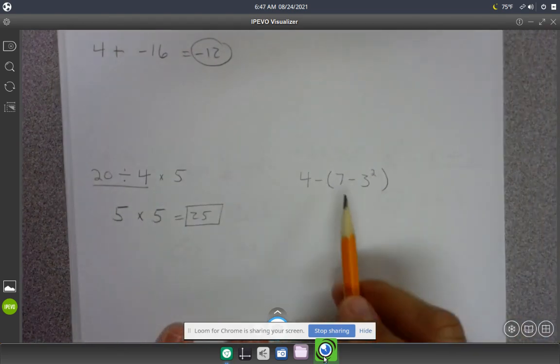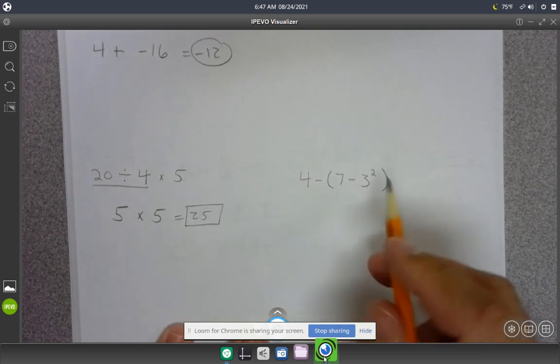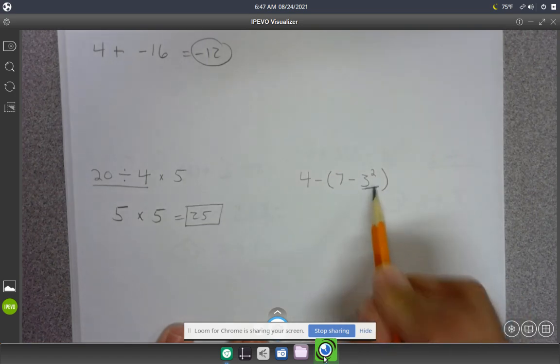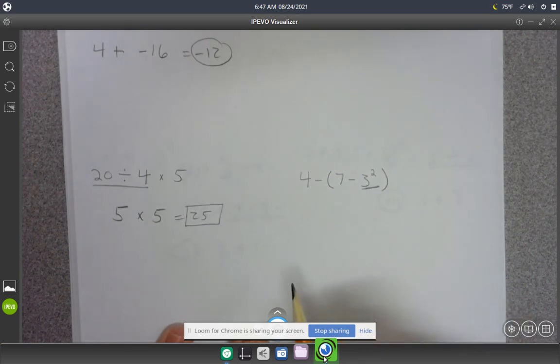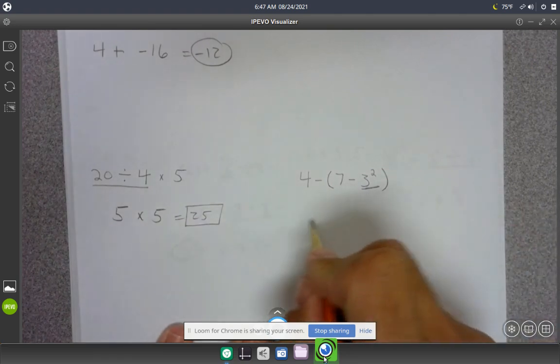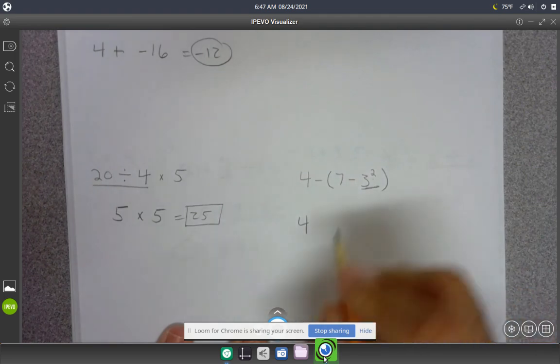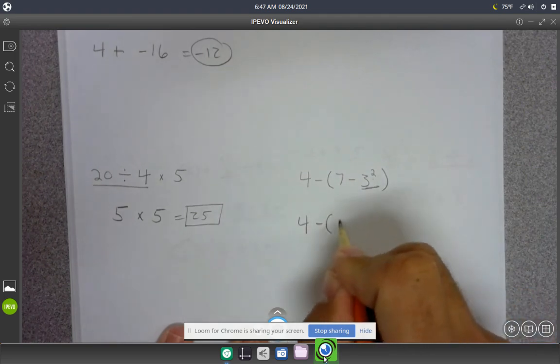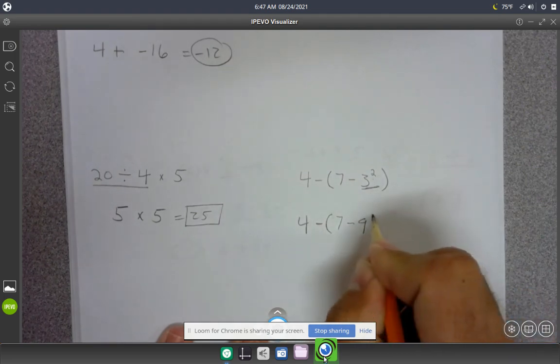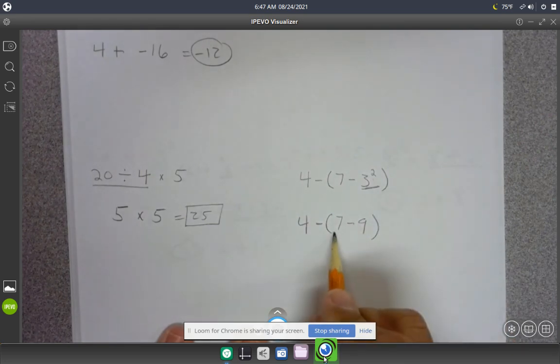All right, this one, inside the parentheses, we're going to do the 3 squared first, and that is equal to 9, 3 times 3. Exponent before we subtract here. So 4 minus 7 minus 9. Got to finish off the parentheses. 7 minus 9, that's equal to negative 2.